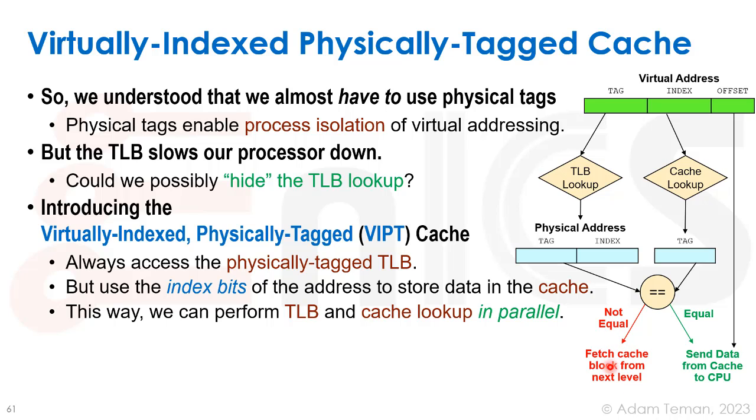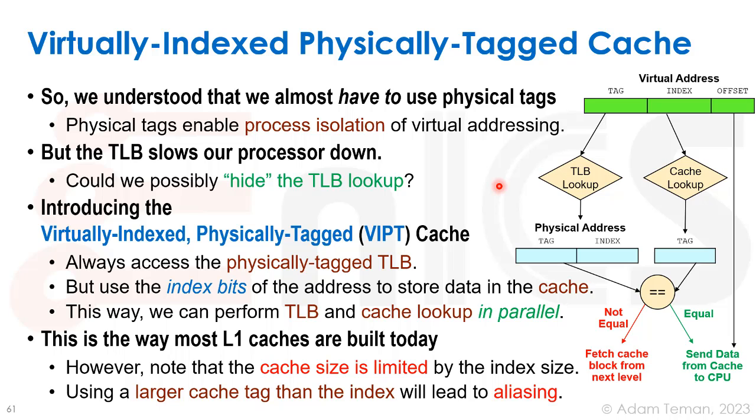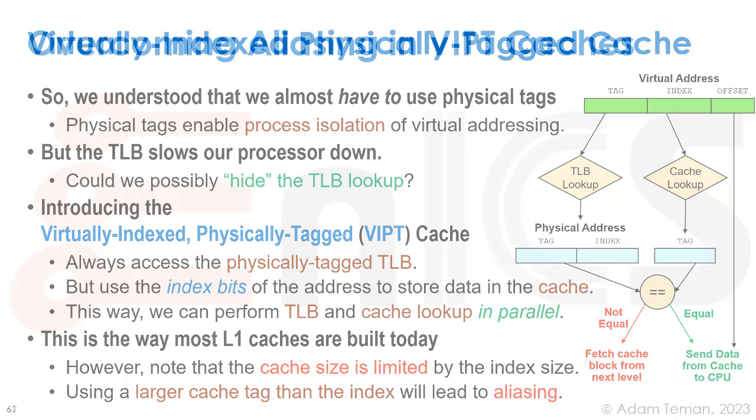If we got a miss, then they're not equal, and we have to fetch the cache block from the next level. So this way, we perform the TLB lookup and the cache lookup in parallel because we have the bits that we need to access them at the same time at the beginning from the virtual address, and we don't have to wait for the TLB lookup in order to translate them. And this really hides the access to the TLB lookup. And this is the way that most L1 caches are built today, but it actually limits the index size. Using a larger cache tag than the index will lead to aliasing, and we'll see that in the next slide.